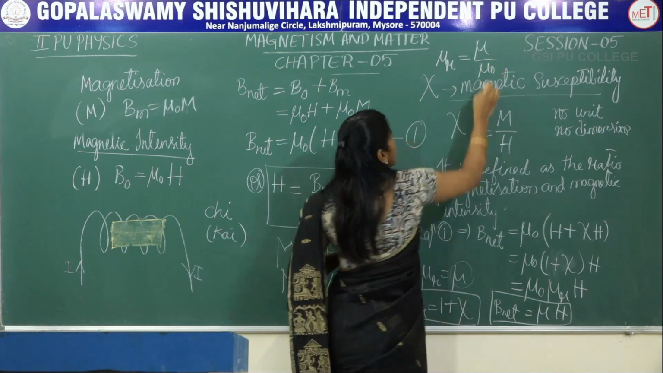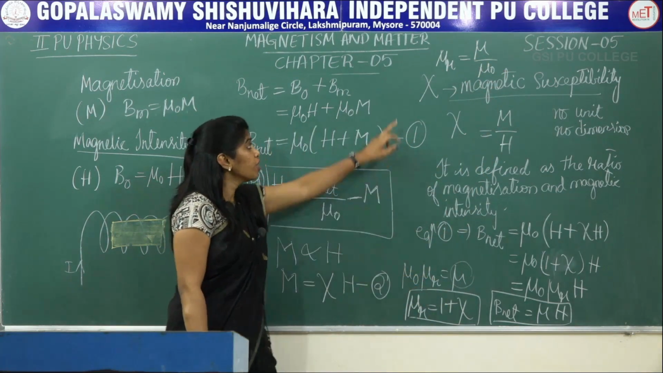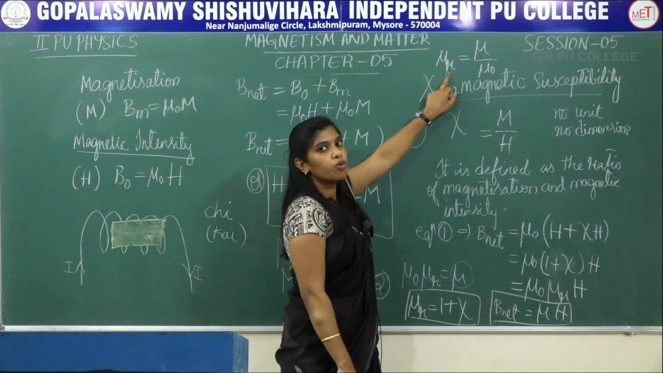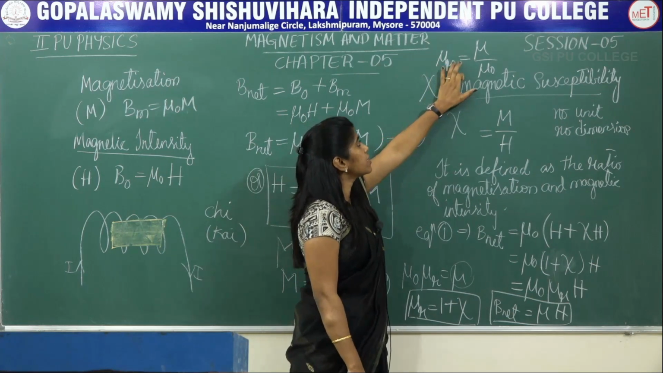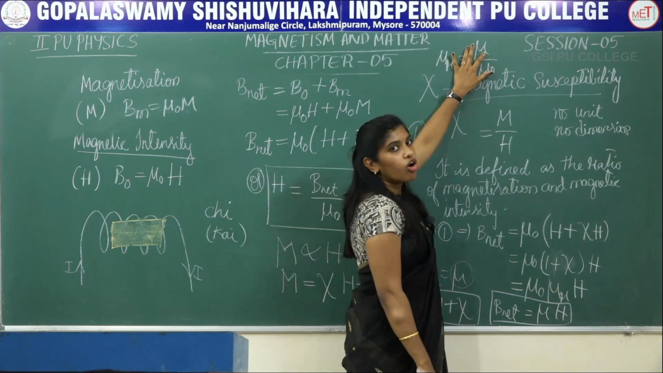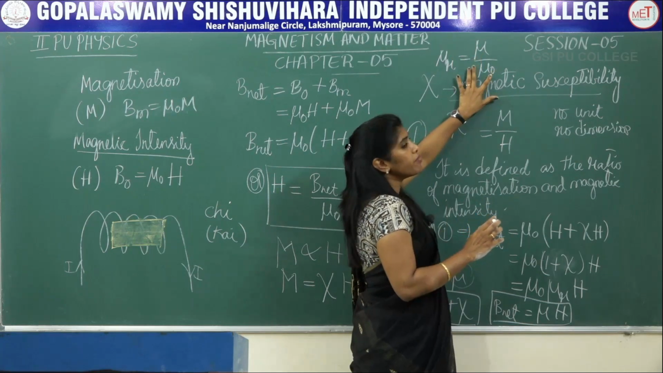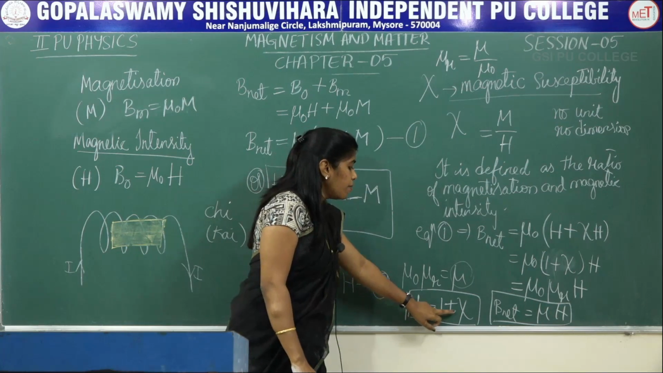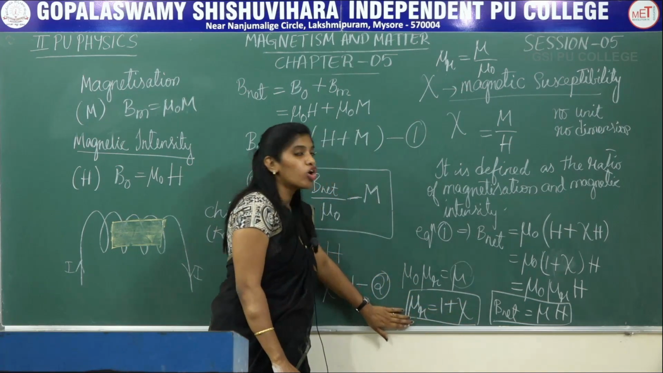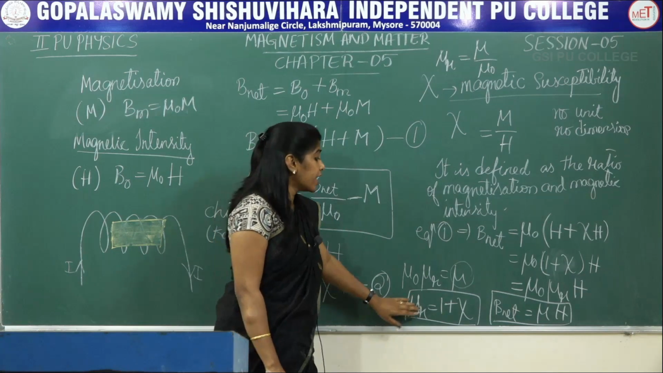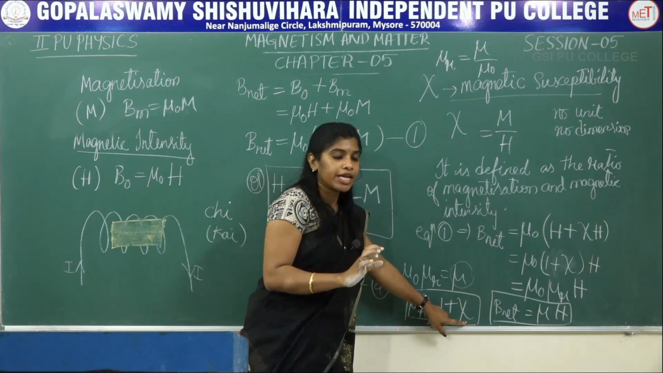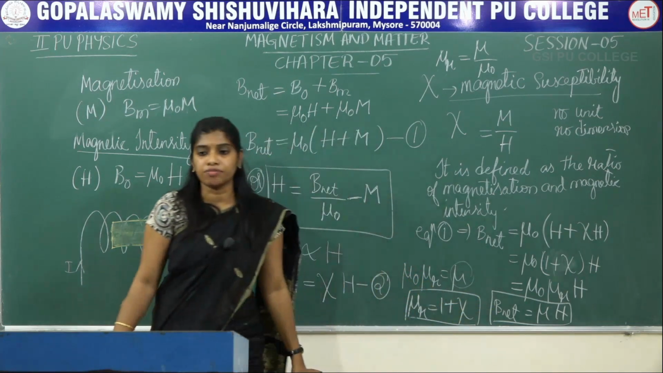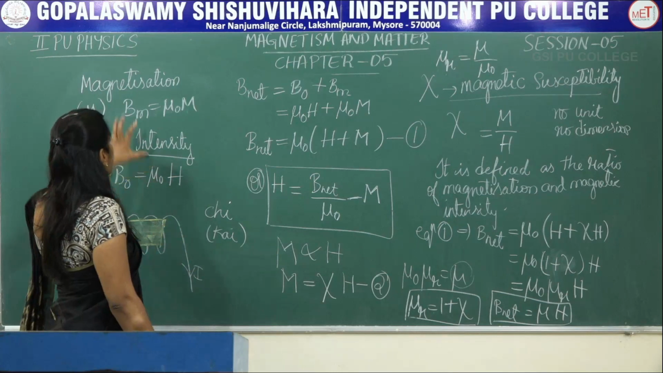So you can see from this relation I can write mu r as equal to mu by mu naught, where mu r is the relative permeability, which is defined as the ratio of permeability of any material to the permeability of free space, and this mu r is given by the formula 1 plus chi. So this is a very important relation. Mu r is related to the magnetic susceptibility as mu r is equal to 1 plus chi. Remember this formula. So I'll revise these things once again.